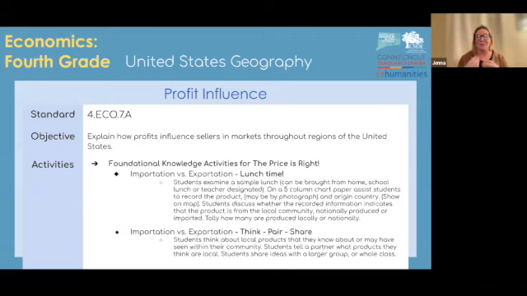And this is where we're going to be going against import and exportation. So the first one is students examine a sample lunch. So it could be something brought from home, school lunch, or teacher designated. On a 5-column chart, the teacher can then assist students to record the product, which may or may not be photographed, and the origin country. You can show this again on the map, pulling in those regional skills in geography.